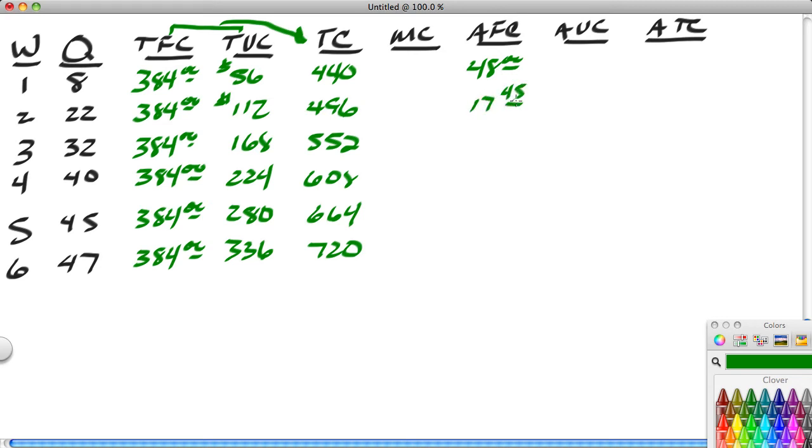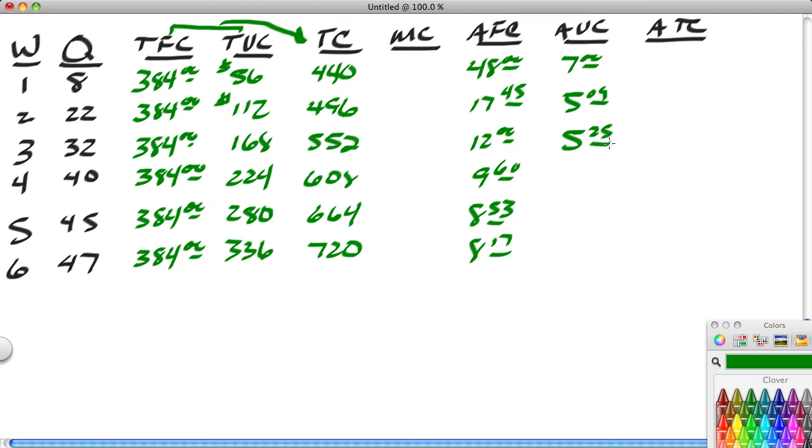17.45, 12, 9.60, 8.53. You should take some time and actually prove to yourself that you can make each and every one of these calculations. We've done these for you, but because we've done these for you doesn't mean that you can do them for yourself. So take the time and actually see that you can do these calculations. You should try to fill out a table like this on your own dime and time.